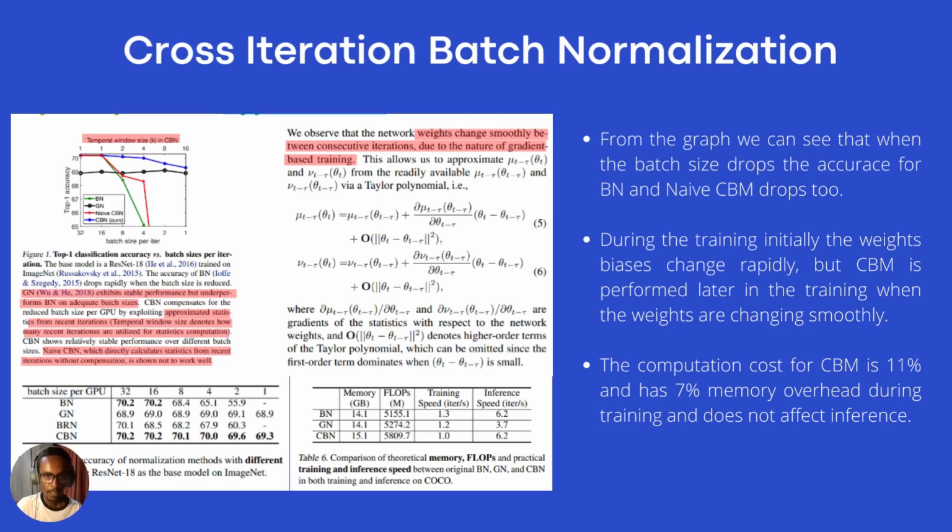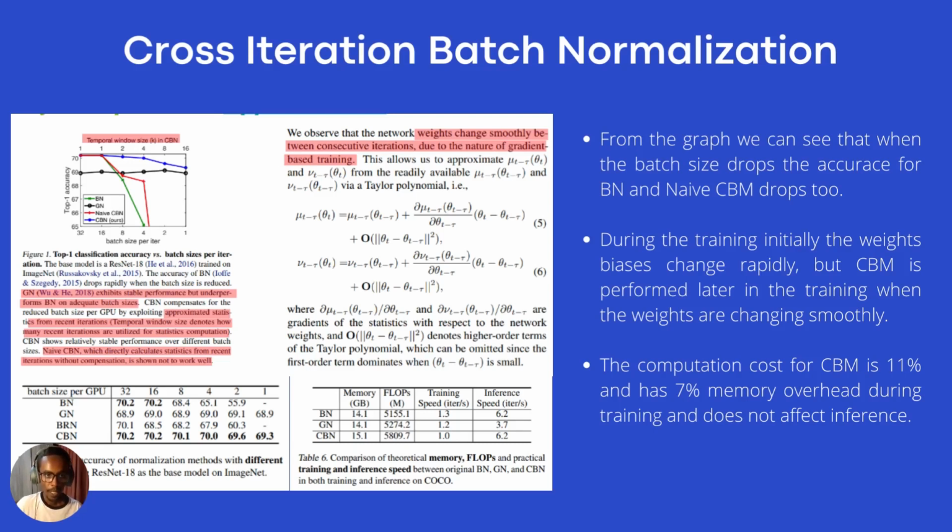Since it's a bag of freebies, we say that during the training procedure it improves the performance, but it has an associated cost, and that cost is an 11% increase in computation, and we have a 7% memory overhead during the training, and it does not affect the inference.